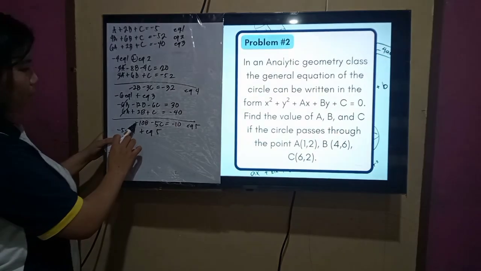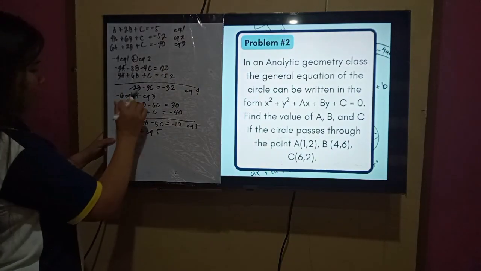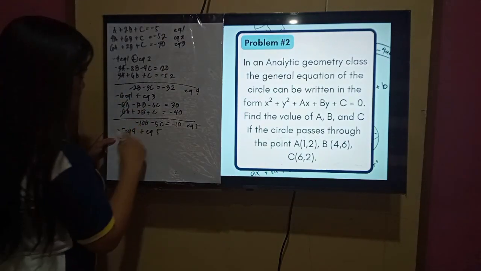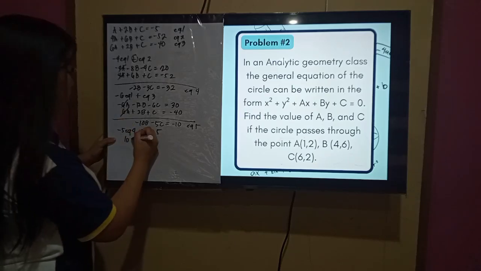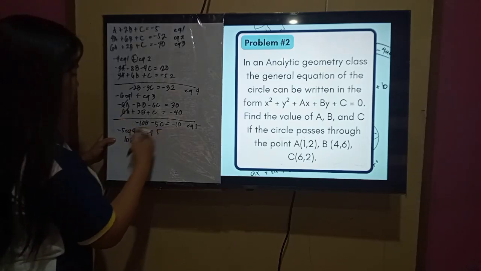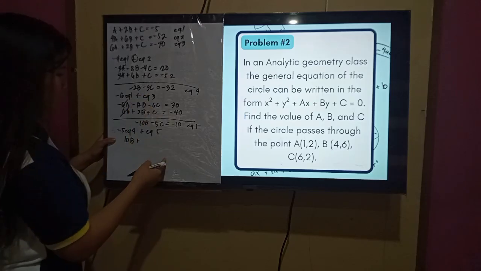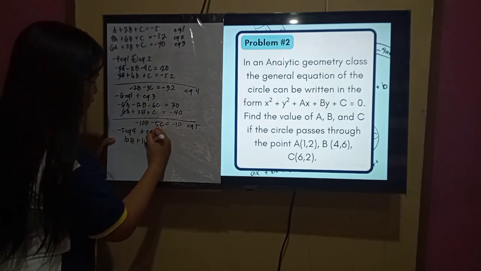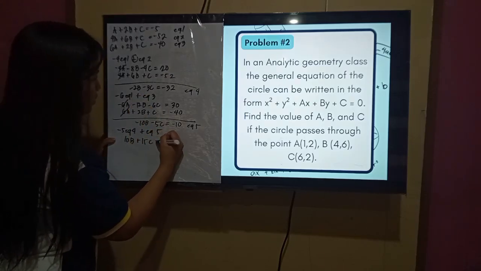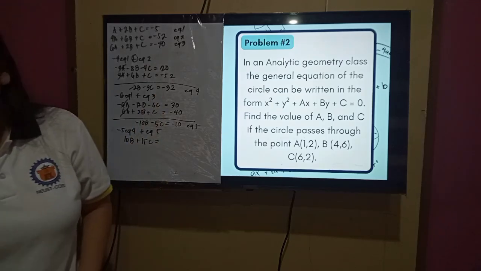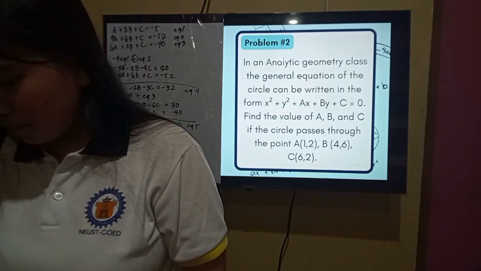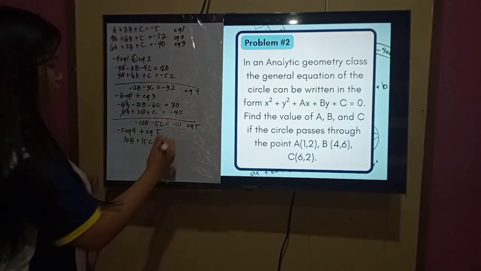So, negative 5 times negative 2, that would be negative, positive. Negative times negative is positive, so we have 10B plus 5 times 3 is equals to 15C. So, negative times negative, 32 times 5, we have 160.